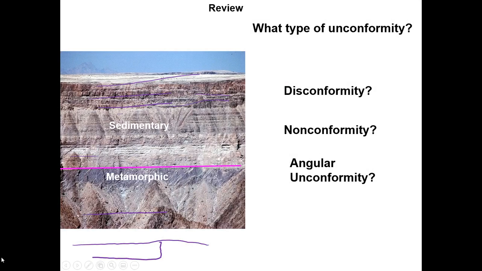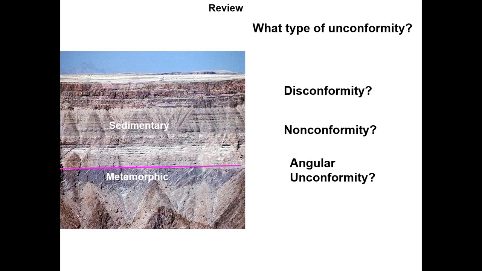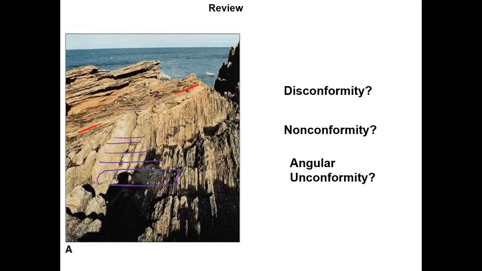Now let's take a look at this. We have sedimentary rock layers sitting on top of metamorphic rocks. What kind of unconformity is that? That's a nonconformity. That one's pretty easy because if it was plutonic igneous rock, that would tell you something too. It's a nonconformity. So you can guess probably the next one's going to be angular, right?